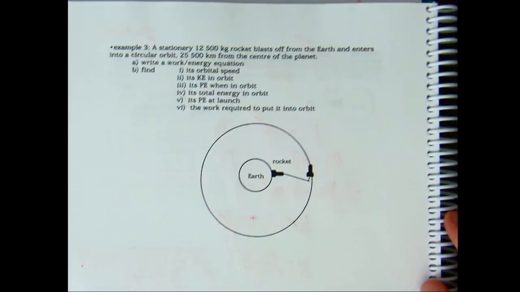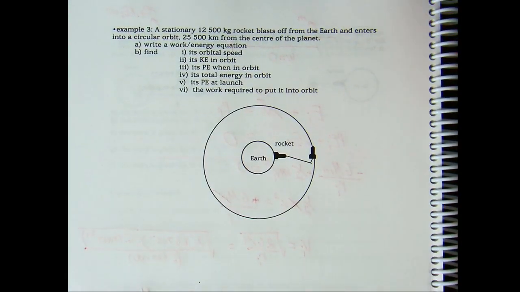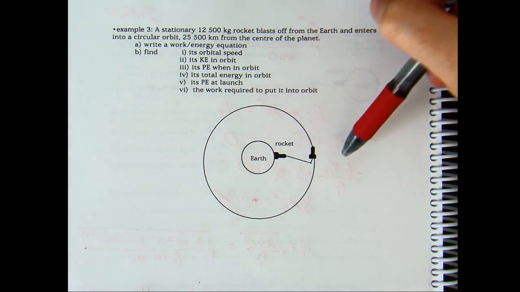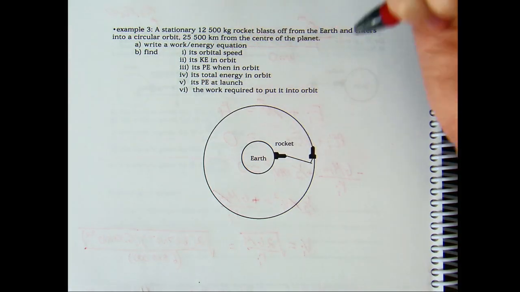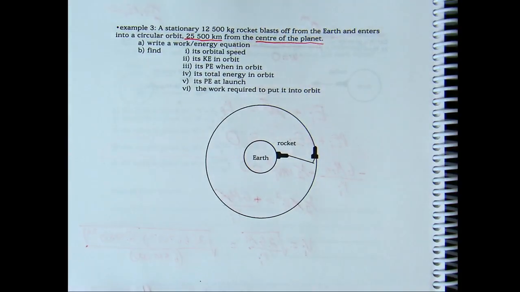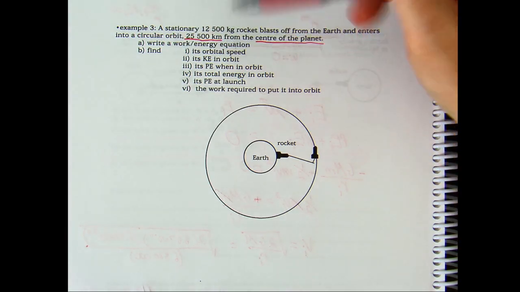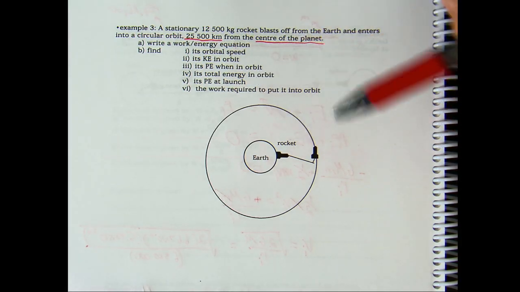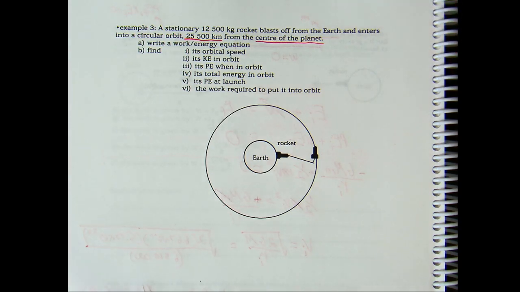So let's take a look at another type of example here. We want to take that same rocket, that 12,500 kilogram rocket, we want to send it from Earth and we want to put it into a stable circular orbit 25,500 kilometers from the center of the planet. So there's a whole bunch of things that we're told here. We want to write out the work energy equations. We want to find the orbital speed, the KE in orbit, the PE in orbit, the total energy in orbit, the PE at launch, and the work required to put this thing into orbit. And there's a reason why it's broken up this way. Generally speaking, the questions won't be, but the reason this question is, is to show you the whole process.